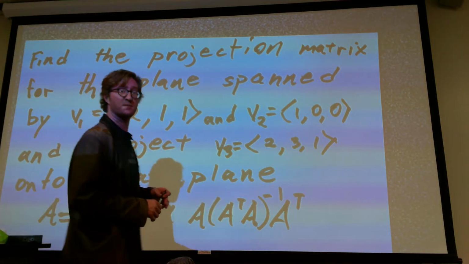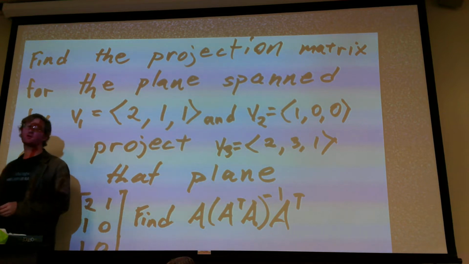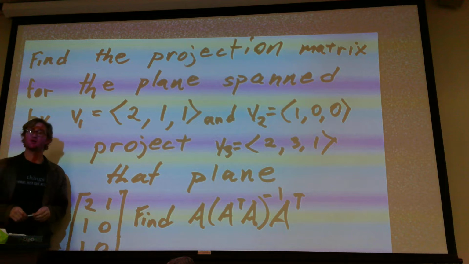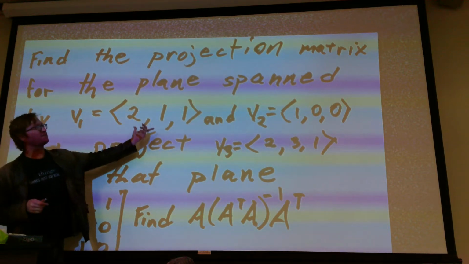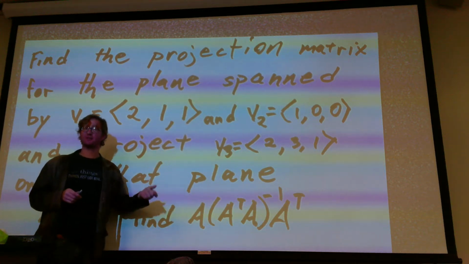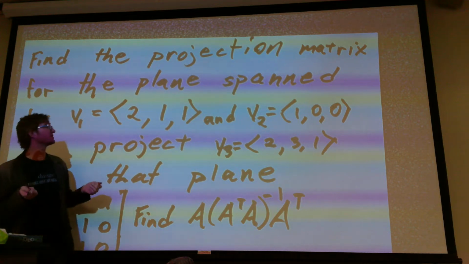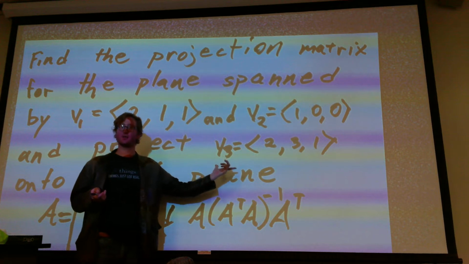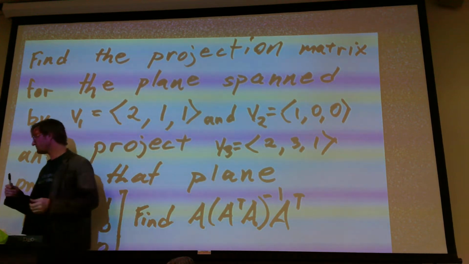Okay, so this is going to be a review for midterm 3. The first question on midterm 3 is about a projection matrix. We want to find the projection matrix that will take any other vector in the world and project it onto the plane that is spanned by these two vectors. Once we've found that projection matrix, we're going to take this vector right here, which is sticking outside of the plane, and project it onto the plane.